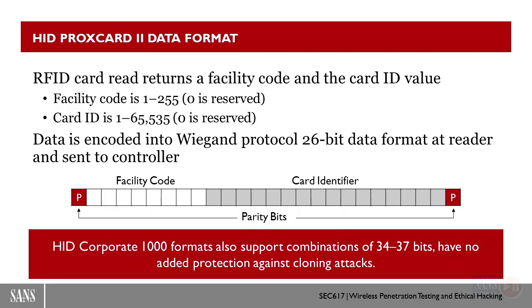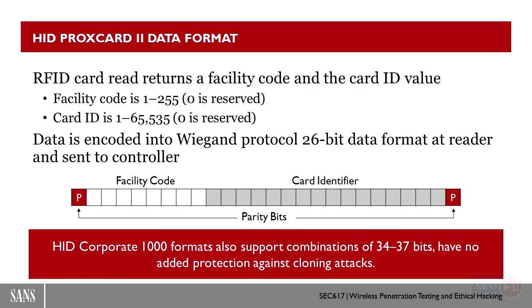So looking at the data format for each one of the packets, as it were, that comes out of the card, it has some parity bits at the beginning and the end, and then includes the facility code and the unique card identifier. And in this case, the overall length is 26 bits, which happen to fit nice and conveniently in a single Wiegand packet, which is also 26 bits long.